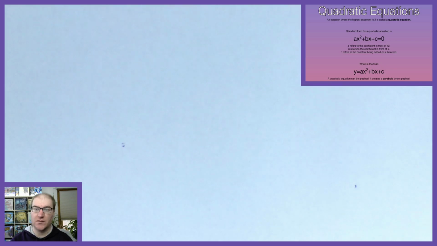You can see the first term in this standard form has an exponent of 2. The second has an exponent of 1, right? An x with no exponent has an exponent of 1. And the third term has no variable at all. A is the number in front of the x squared. B is the number in front of the plain old x. And C is the constant that does not have a variable attached at all.